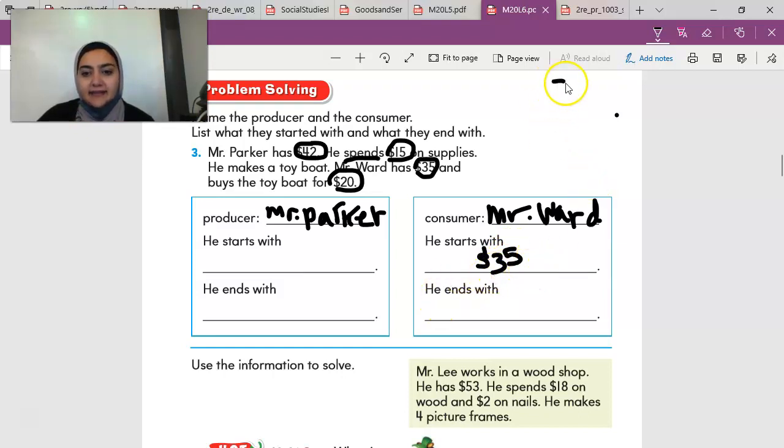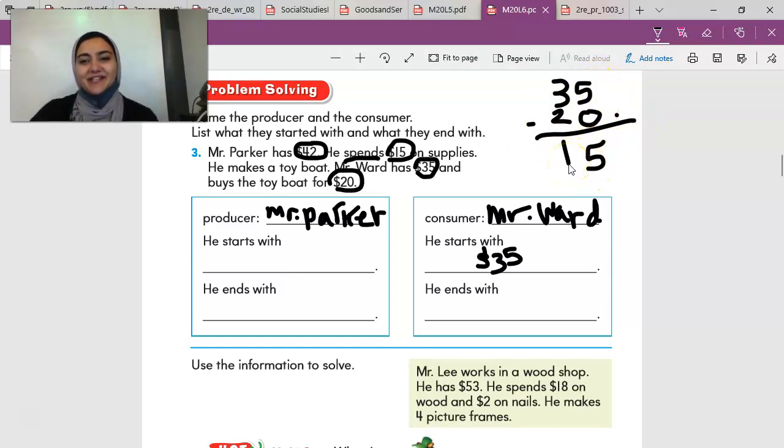So if he has $35 and he buys a toy boat for $20, then how much does he end with? What's 35 take away 20? 15. Good. Right? 15. So he ends with $15. So he ends with less money, but now he has a toy boat. Let's see Mr. Parker. Mr. Parker had $42. But Mr. Parker spent 15 of that 42 on supplies.